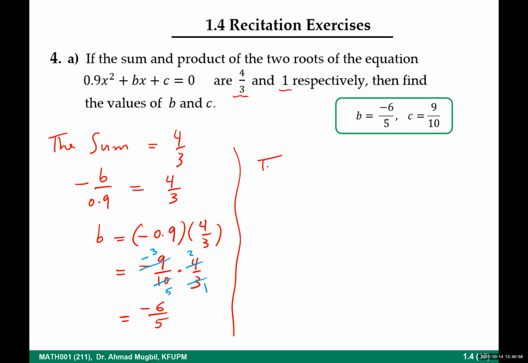Now for the product, it equals what? 1. This is what is given. What is the product from the formula? It is C over A. C, the constant term, over the coefficient of X squared. You should understand it, not only C and B and A like that. The constant term over the coefficient of X squared, which is C over 0.9, which means that C is 0.9 multiplied by 1, which is what? 0.9. Okay, which is 9 over 10. You can write it that way.